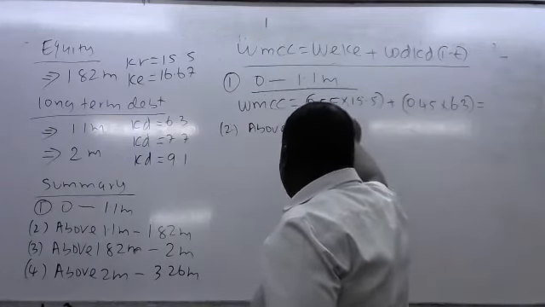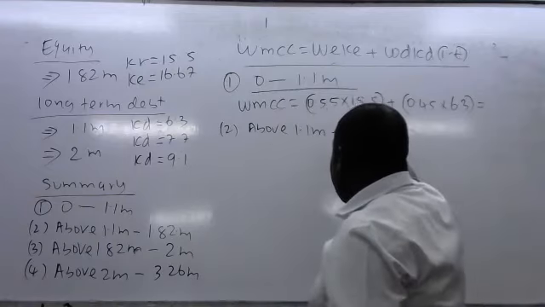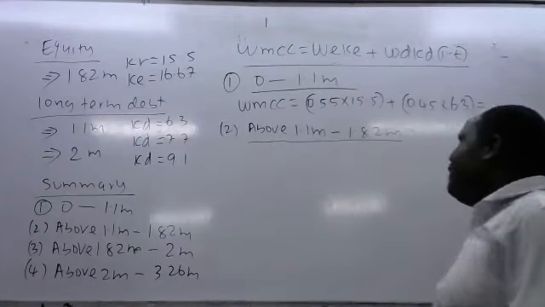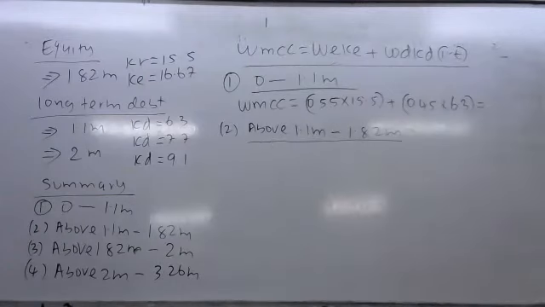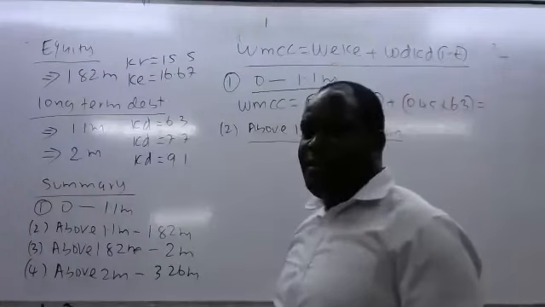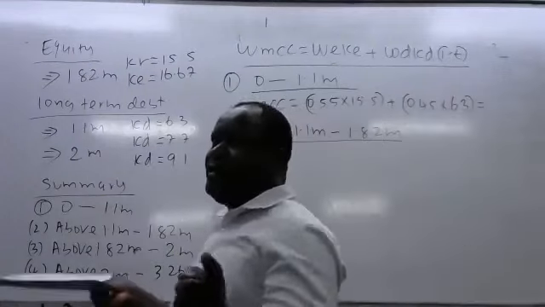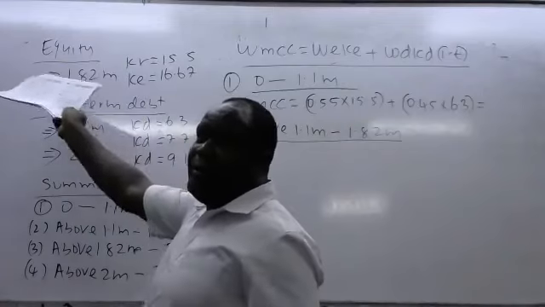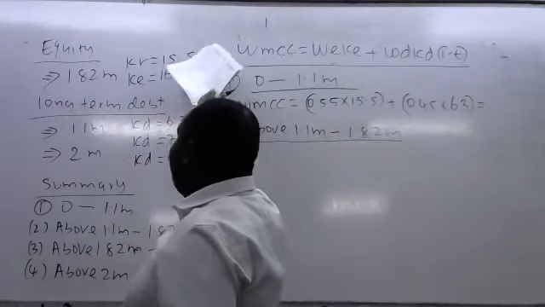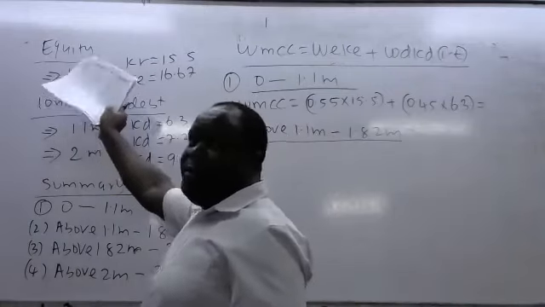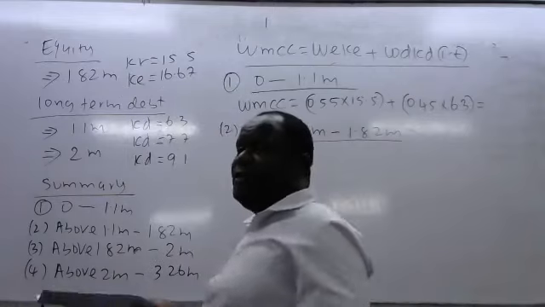Above 1.1 millions up to 1.82 millions. So under equity, you can see under equity, we have said that anything to do with 1.82 and below, it is 15.5. But anything above 1.82, that will be 16.67.